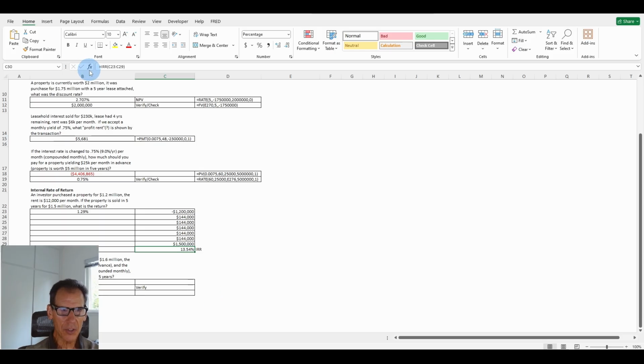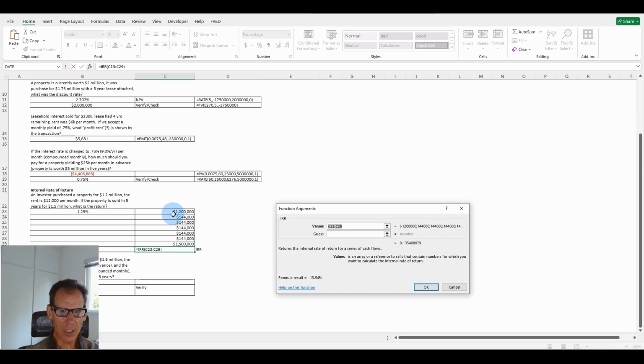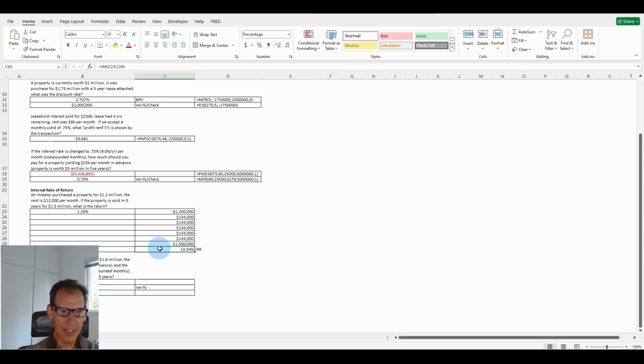All you have to do for internal rate of return is highlight the range. We go C23 to C29. Internal rate of return can get nasty. And if you go into the future value, present value, of course, I think I delve into this in more depth.